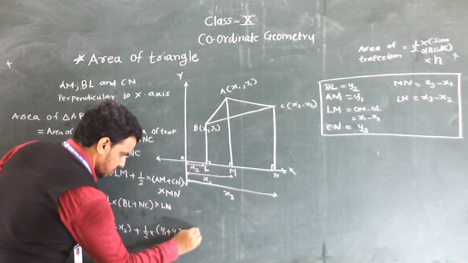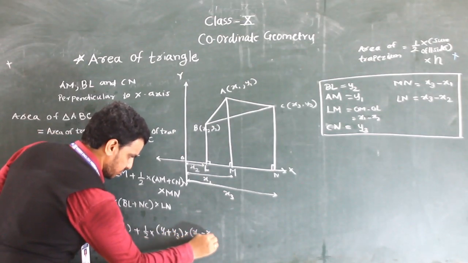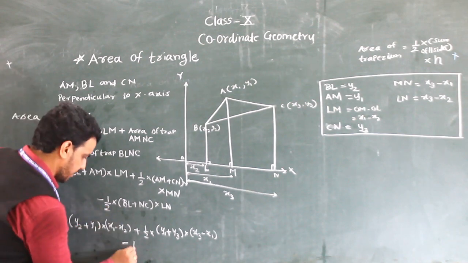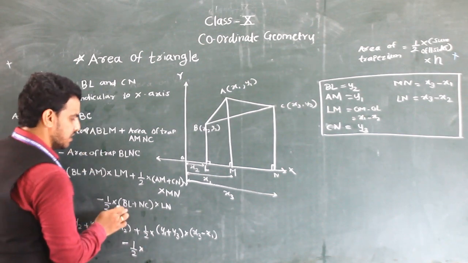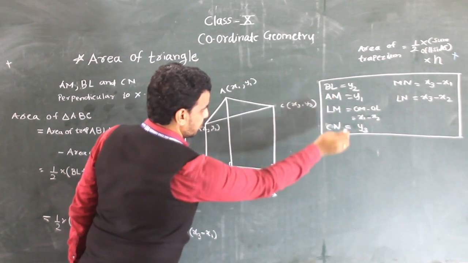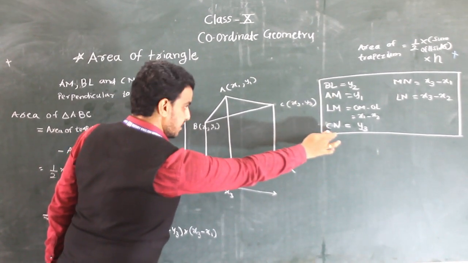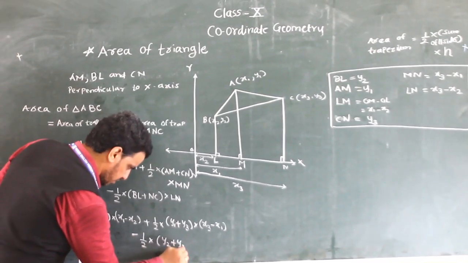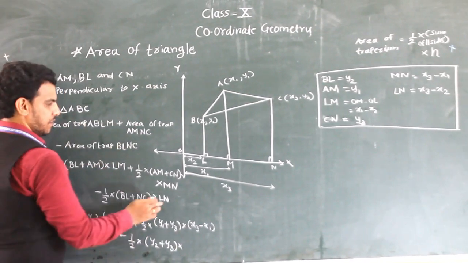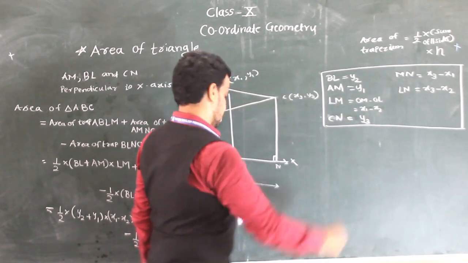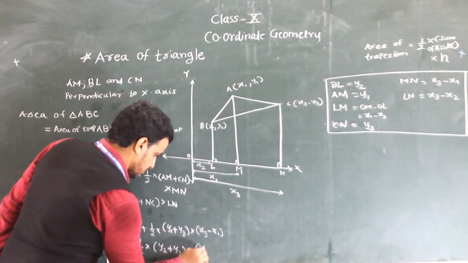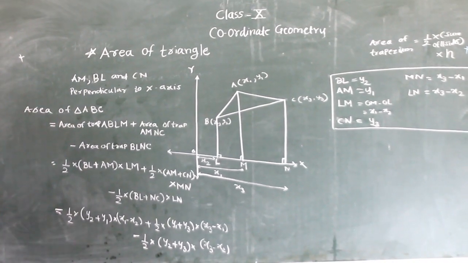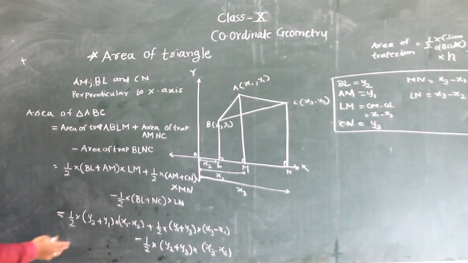x1, minus half into BL distance, that is y2, CN distance, that is y3. So y2 plus y3 multiplied by the LN distance. LN is x3 minus x2. Now we have to write it in a simplified way.